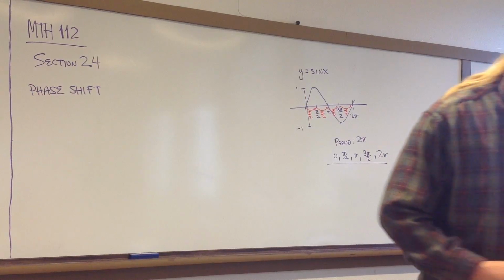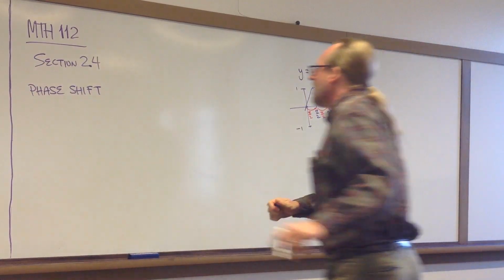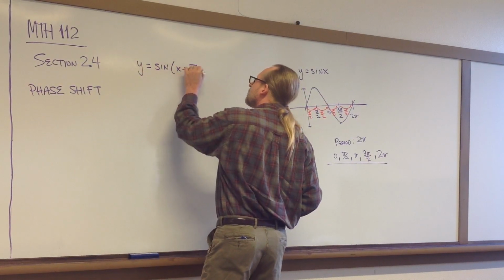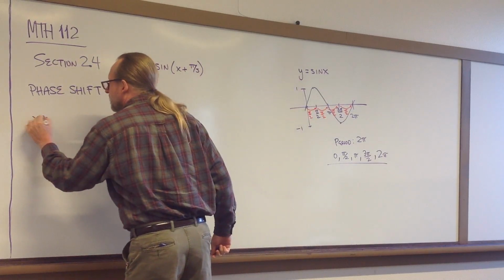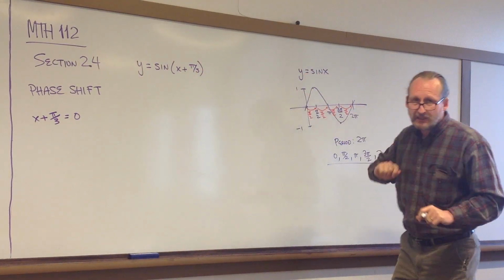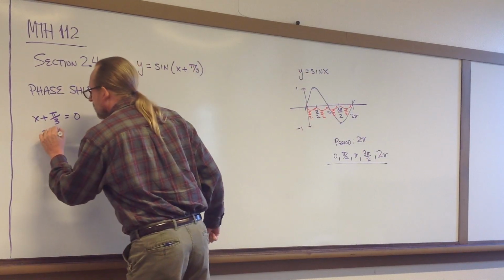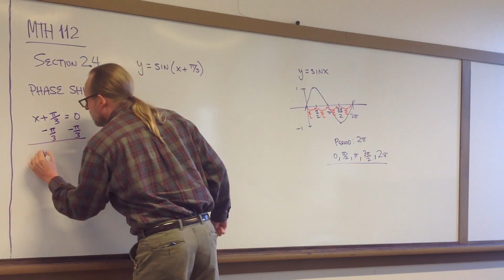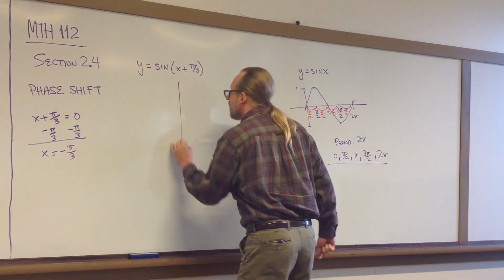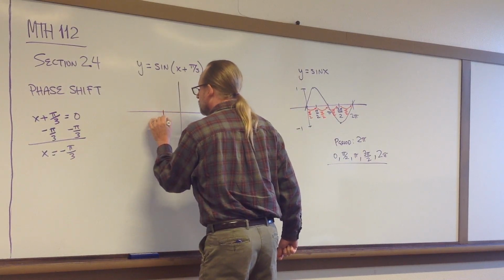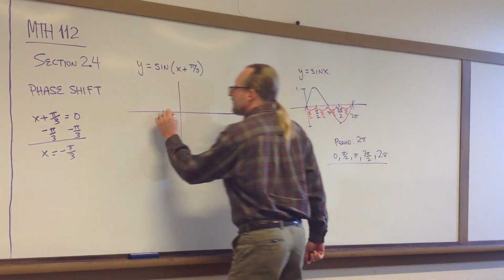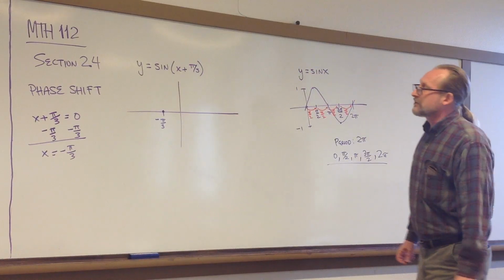Let's see. Example 2. Y equals the sine of x plus pi over 3. So again, take that expression in the parentheses and set it equal to 0, because that's going to tell us where our new starting point is. And that's going to be negative pi over 3. Okay? All right, so now let's draw our graph, and we'll put negative pi over 3 along the x-axis, and I'll put my value of 0 there. That's where our graph is going to start.